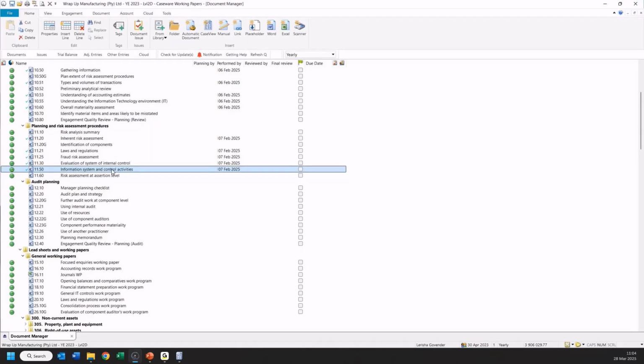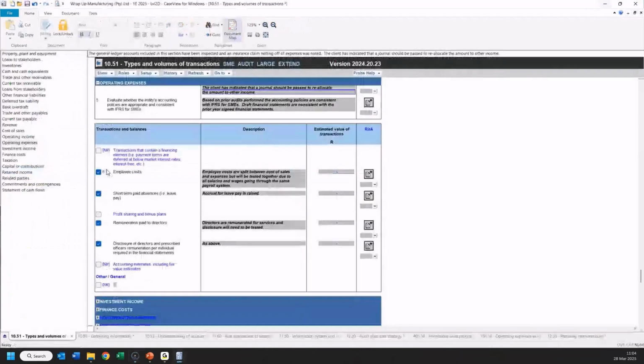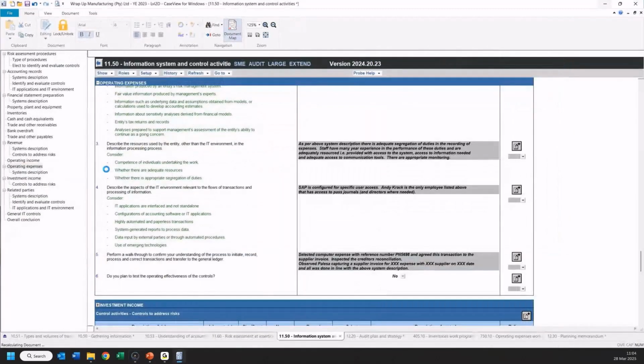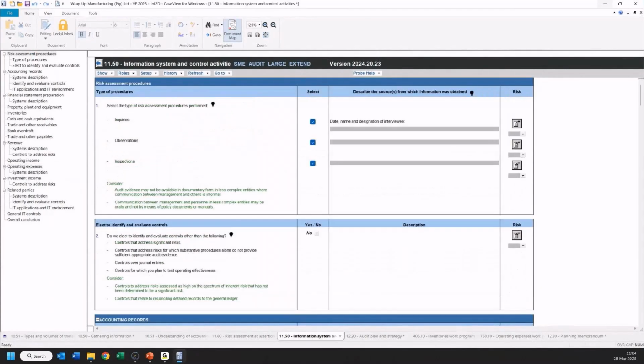All right, so let's first start and see what is included in 1150. What does this document look like? All right, so again, I start at the top. I'm documenting my risk assessment procedures performed in this document, and included here, of course, are inquiries, observations, and inspections. Remember to document who you had the discussion with, when, and what the designation of this person is.